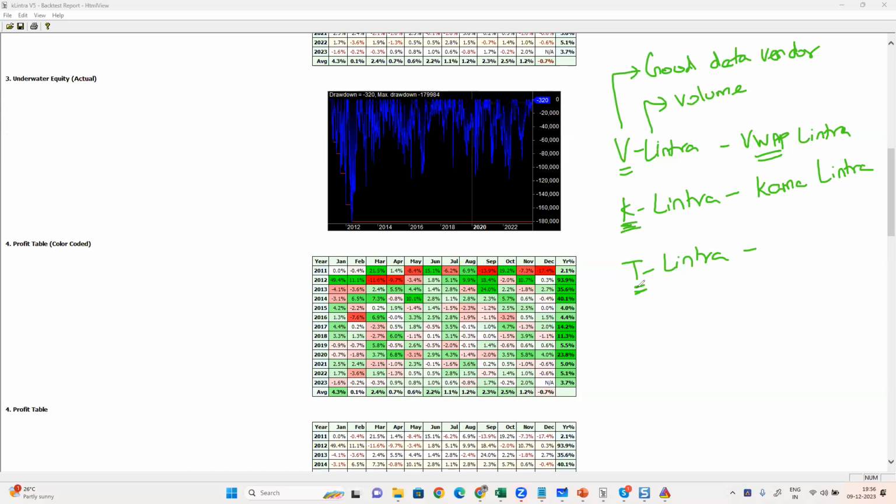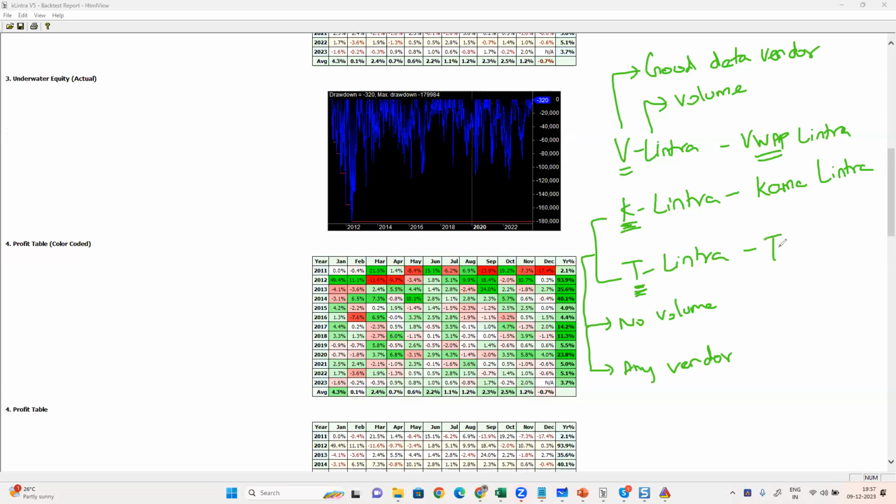Whereas Kale Intra and T Intra don't use volume. So no volume is used. Yes, these can be used on low cost vendors, but not Wheel Intra. If you're going to use Wheel Intra, definitely you have to stick with very good data vendors. For Kale Intra or T Intra, any data feed could be fine, any vendor, doesn't matter. But if you're going to use Wheel Intra, VWAP Intra, typically a good vendor is preferred.